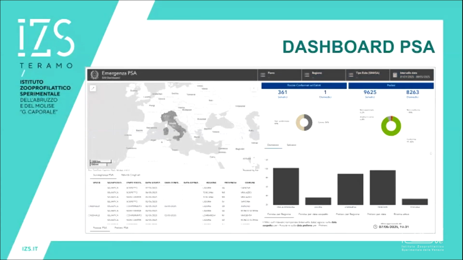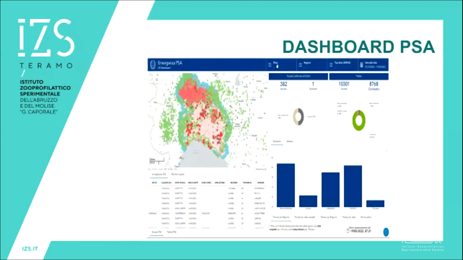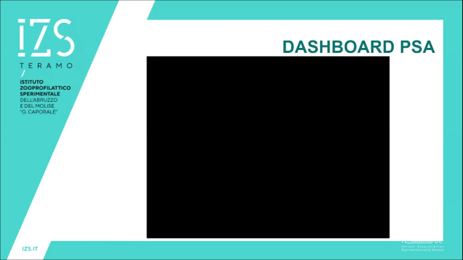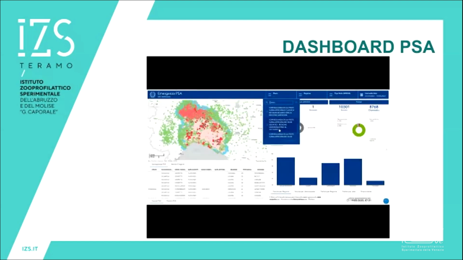Then there are also counters, donut charts and bar charts that highlight some particular activities by region, and the outbreaks based on the days of suspicions. So this is an example of interactions.